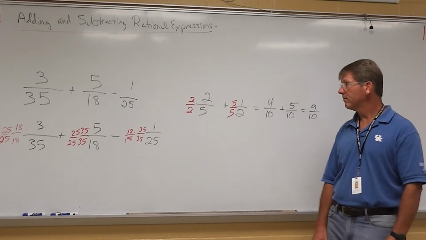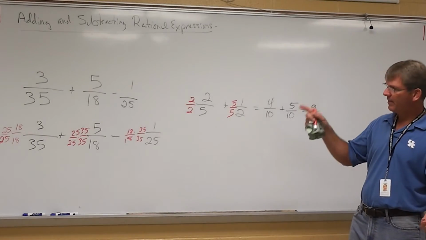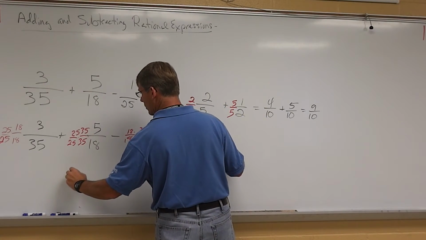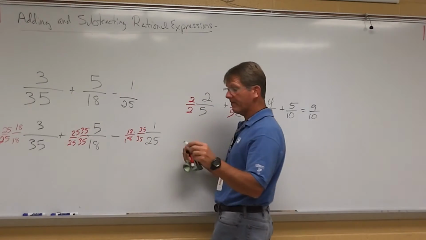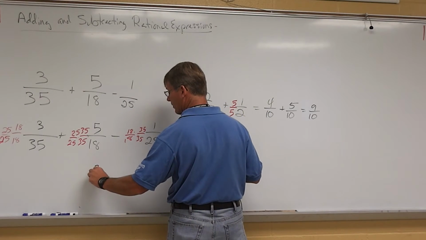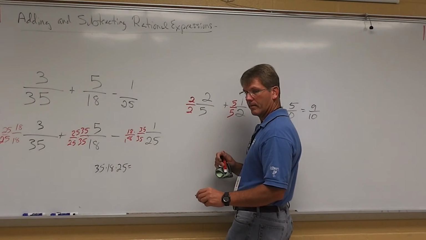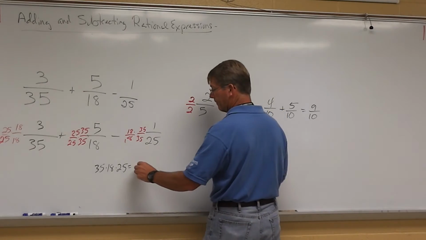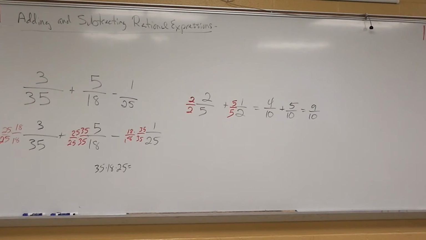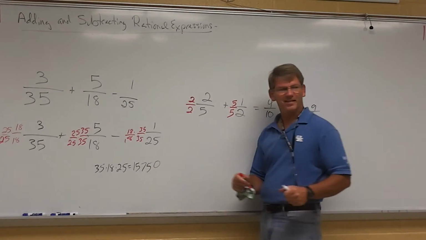I don't know. Let's see. Hey, somebody do grab a calculator. What's 35 times 18 times 25? Just multiply those three numbers together. What's that? 15,750. Okay, I thought you were giving me the numerator and denominator.